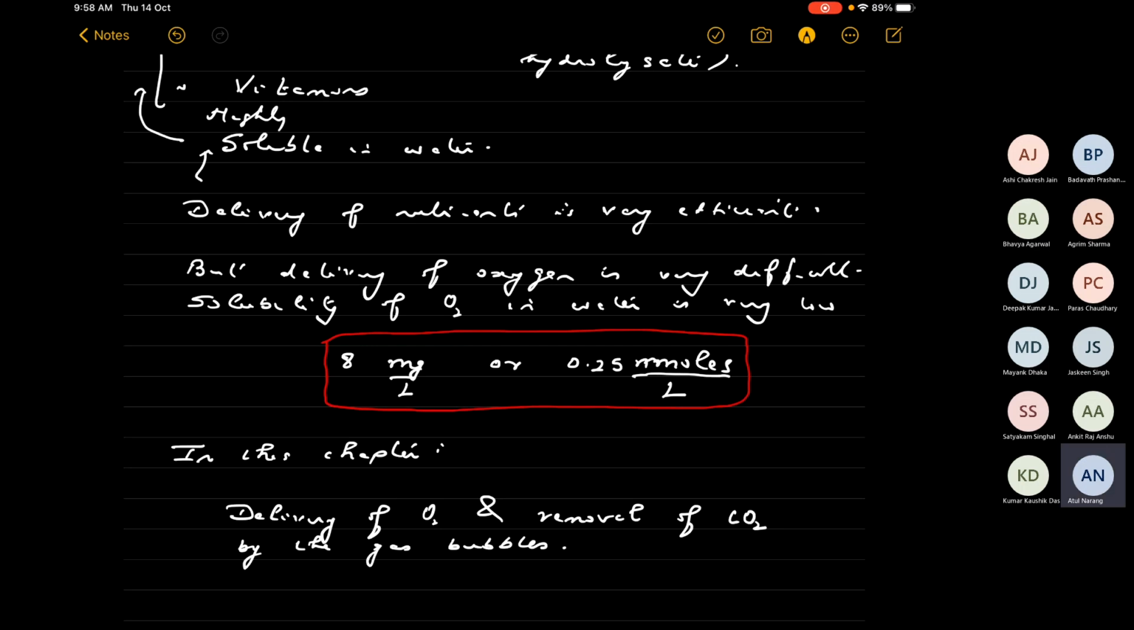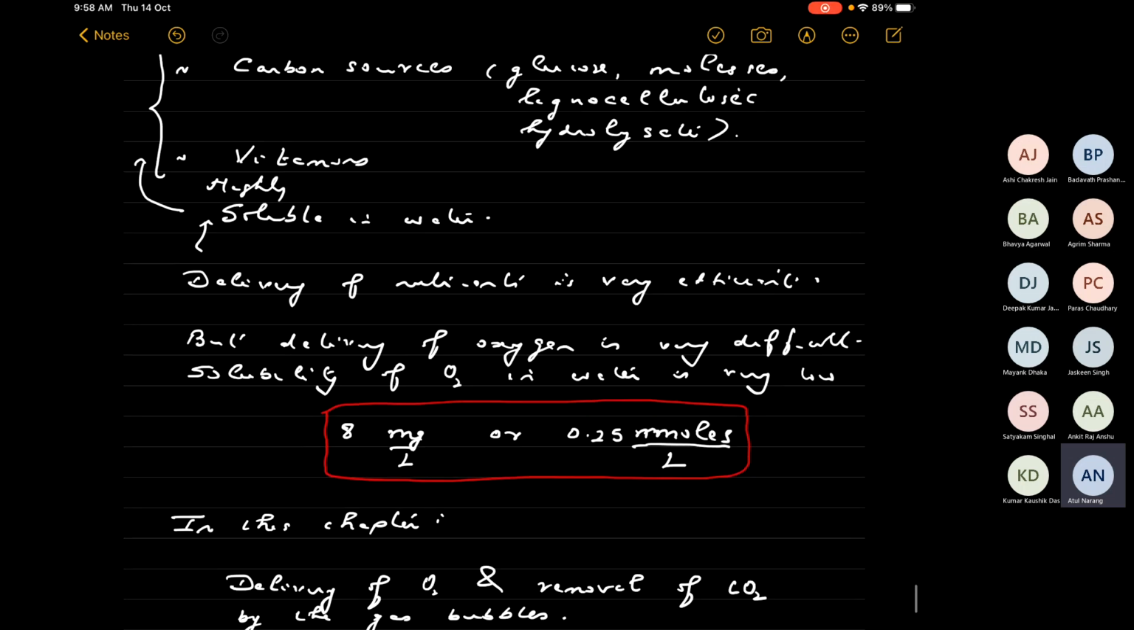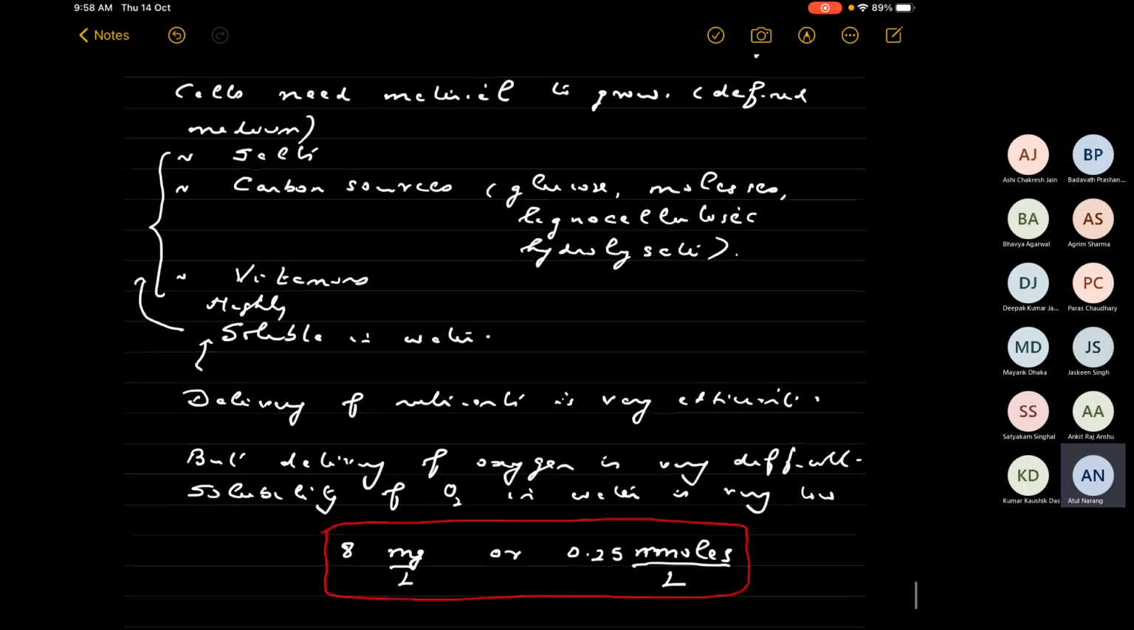Okay. Having said that, I should mention that even though we are exclusively focused on this, and why? One more reason. As I've told you, because it is the delivery of oxygen that is most difficult, it should not come to you as a surprise that the maximum biomass concentrations that you can maintain in a reactor are determined by how much oxygen you can deliver.